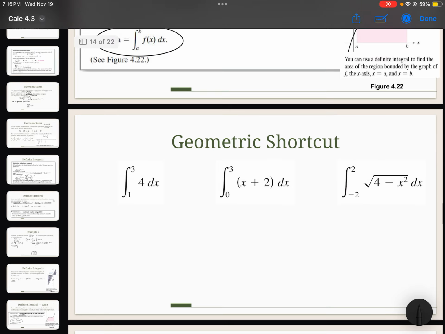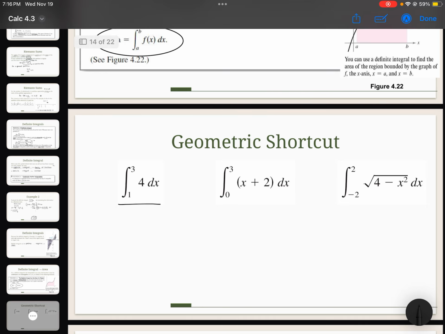So for instance, if you have something like this, well, if my function was just a number, think through what kind of graph that would be. That would just be a horizontal line, right? So I would just have this horizontal line. That's my function of 4, and I'm evaluating this from 1 to 3. Well, then the area under that curve is just going to be a rectangle, right?